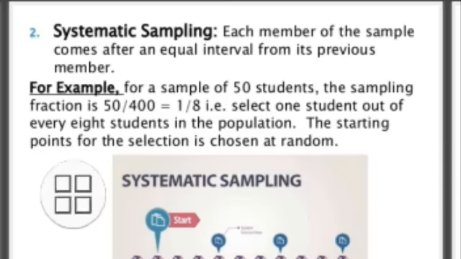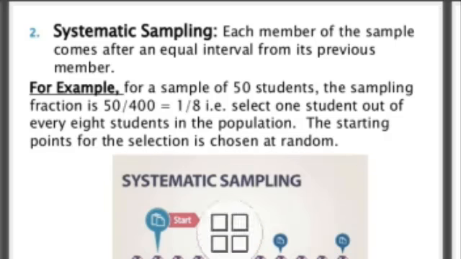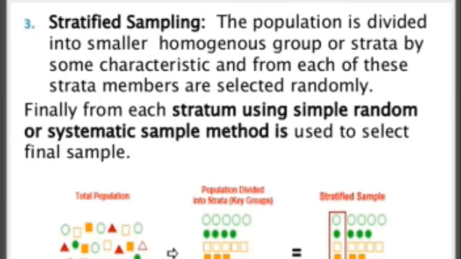The starting point of the selection is chosen at random. Like the first one we will select randomly, and then later on we will give a gap of the 7 next students, and every next 8th student will be selected as a sample. So this is called systematic sampling.